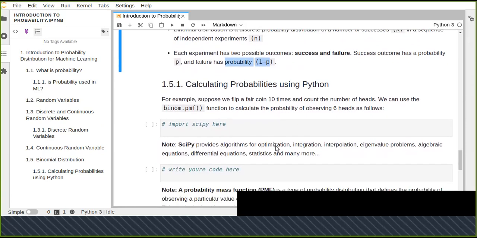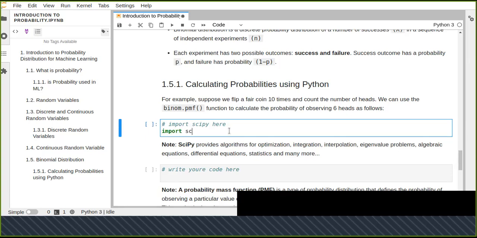Okay, let's calculate probabilities using Python. For example, suppose we flip a fair coin 10 times, that is a 10-trial experiment, and count the number of heads we get from the 10 experiments. We can use the binom.pmf method from SciPy to calculate the probability of observing 6 heads. First, let's import SciPy: import scipy.stats as st.